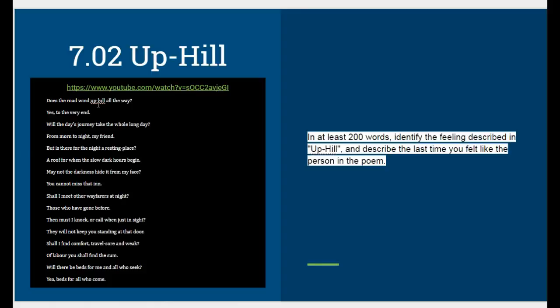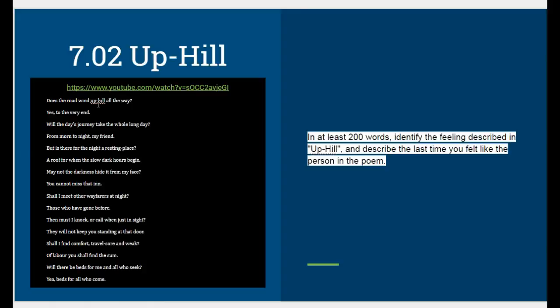So if we look at this very first stanza, does the road wind uphill all the way? Yes, to the very end. Will the day's journey take the whole long day? From morn to night, my friend. So we can see here that the speaker is asking questions, and it's also answering. Now, with poetry, obviously, things don't always mean exactly what's on the page. So is this person really talking about a road? We don't know yet. So one of the things that you might want to do is continue to read through that.